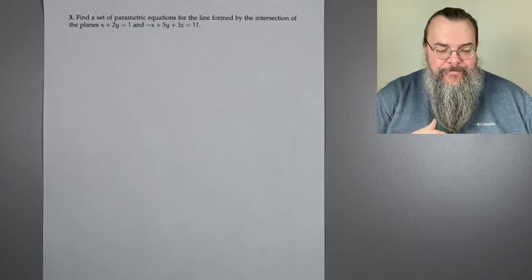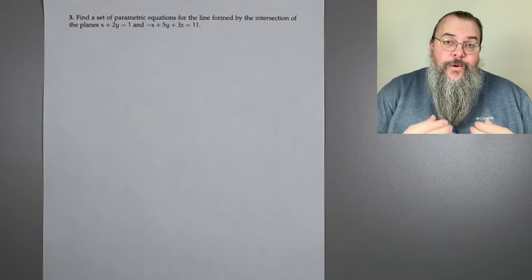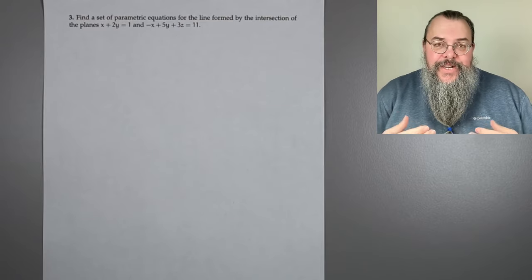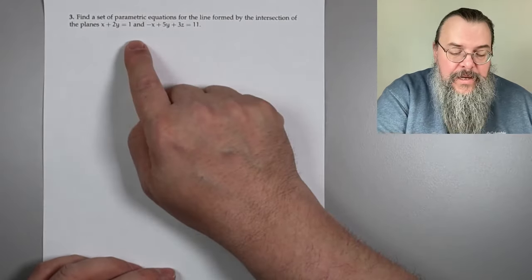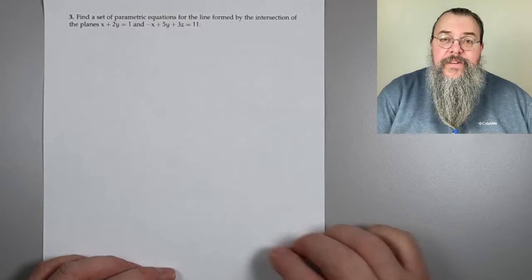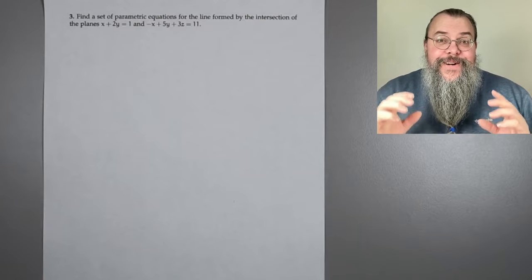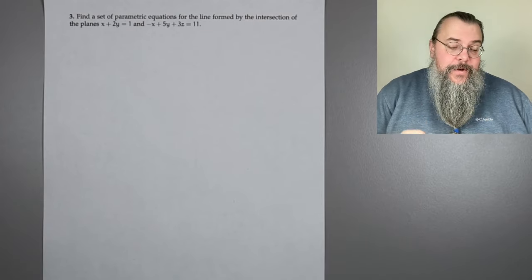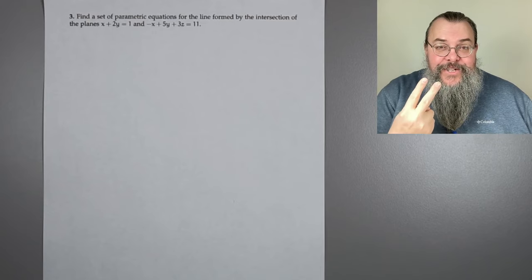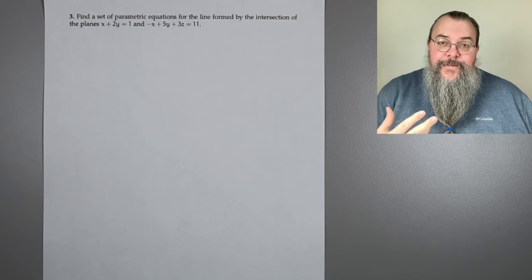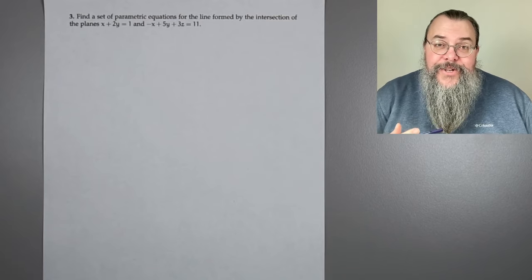Number three. We're asked to find a set of parametric equations for the line formed by the intersection of the planes x plus 2y equals 1 and minus x plus 5y plus 3z equals 11. Now, we're looking for a line. When we're looking for a line, we need two things: a point and a direction. Let's start with direction.